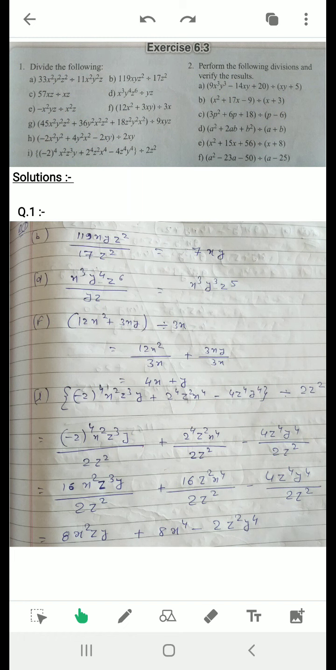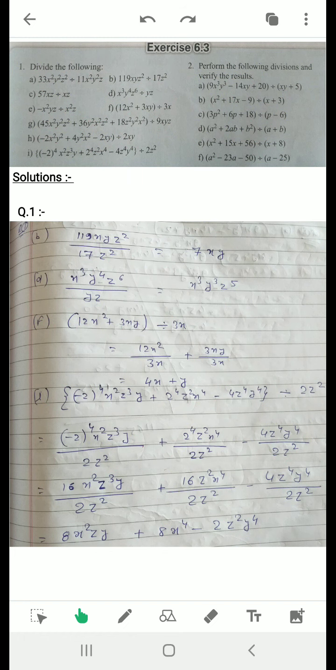Some questions I solved. Question number B, that is 119xyz square divided by 17z square. First of all, 119 divided by 17 will be 7. This x will remain as it is because there is no x in the denominator. Y will also remain as it is, and z square by z square, power 2 minus 2, that will be 0. So we can remove z. So the answer will be 7xy.